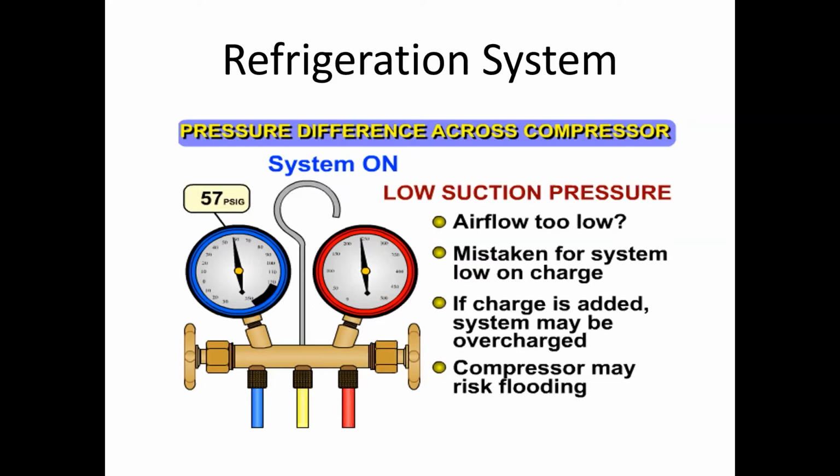We talked about this a little bit last week during airflow. Before you hook your gauges up to your system and check the charge, you've got to make sure that your airflow is right. Don't just go out to a system, hook your gauges up, look at the charging chart, and start putting refrigerant in it. If you do that, you're probably going to overcharge it. If you overcharge the system, you're going to risk having liquid come back to that compressor, and that compressor is going to fail.